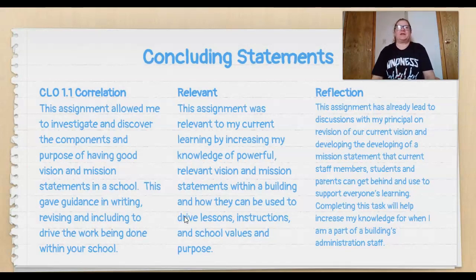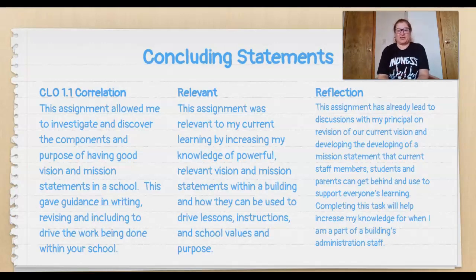For my concluding statements, for this assignment for my standard correlation, I did investigate and discover different components and reasons for having good vision and mission statements and how they can be used to improve the climate, the culture, the academia of your school. I believe it's very relevant to my current learning because it's increased my knowledge of powerful and relevant mission statements and how they can be used to drive lessons, instruction, to express your core school values and your purpose for being there.